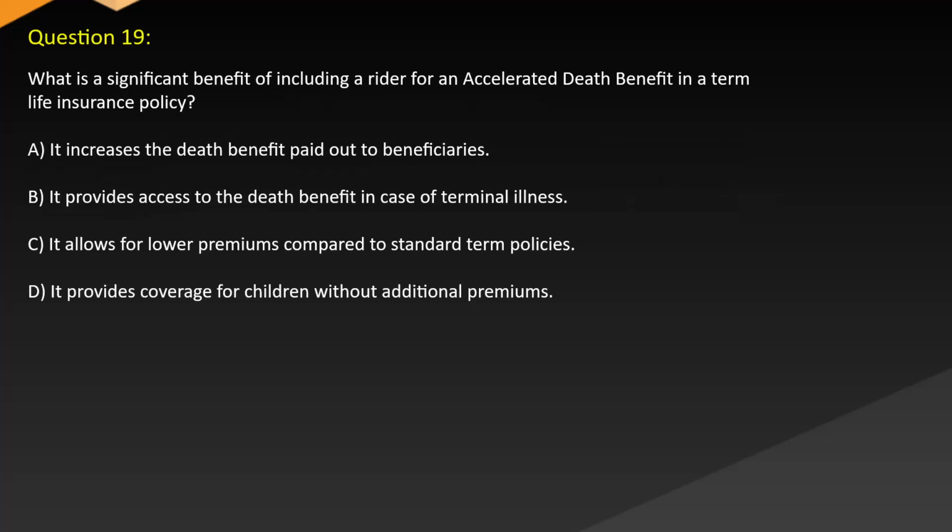Question 19. What is a significant benefit of including a rider for an accelerated death benefit in a term life insurance policy? A. It increases the death benefit paid out to beneficiaries. B. It provides access to the death benefit in case of terminal illness. C. It allows for low premiums compared to standard term policies. D. It provides coverage for children without additional premiums.